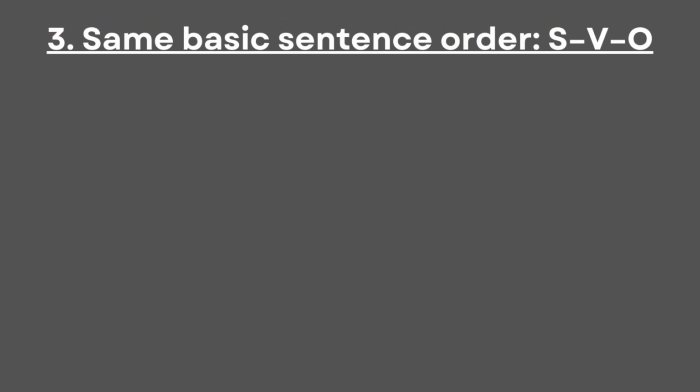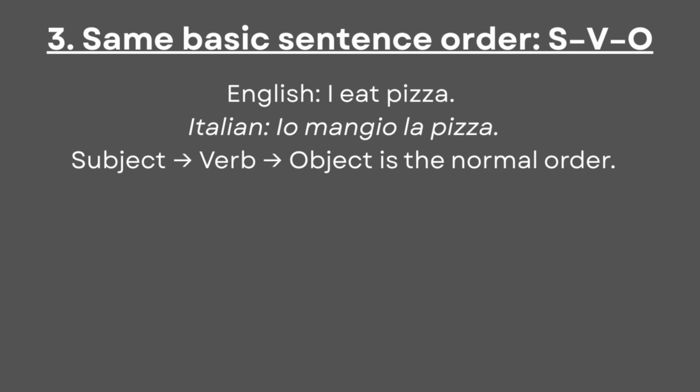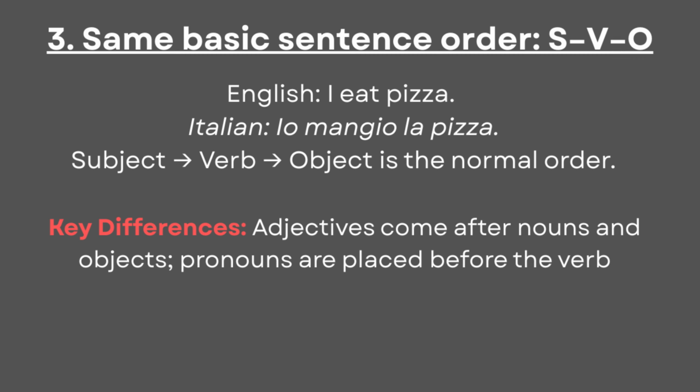Number 3. The word order is basic, like in English, consisting of a subject, verb, and object. But there are key differences, like adjectives coming after nouns and objects, and pronouns that are placed before the verb.